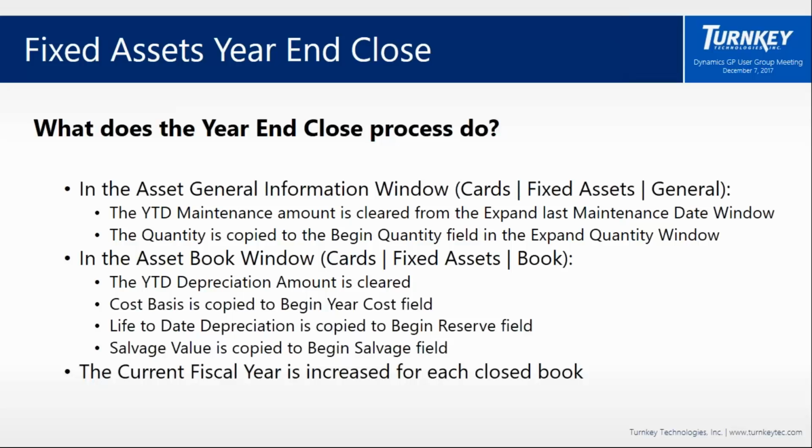So for example, in the general information, you can see it's cleared from the year-to-date amount, maintenance amount is cleared, which you would expect because that's what you're doing. You're clearing it, you're getting it ready for the next year. Then there's also another asset book window, which again is under the cards, but it's under the different book. Your year-to-date depreciation is still cleared, which is what we want.